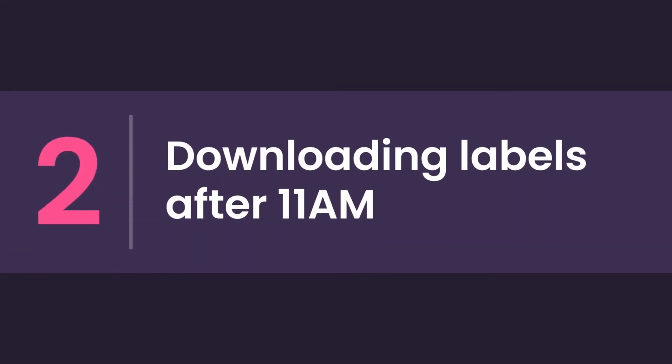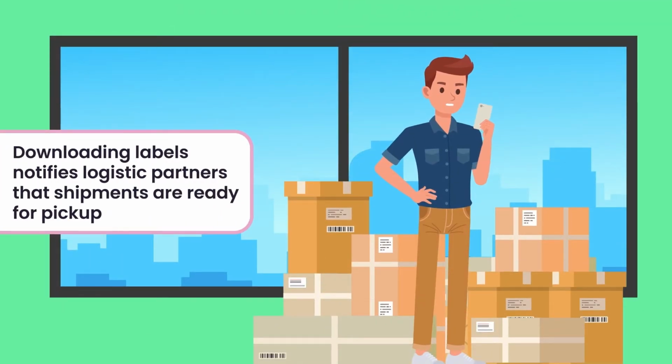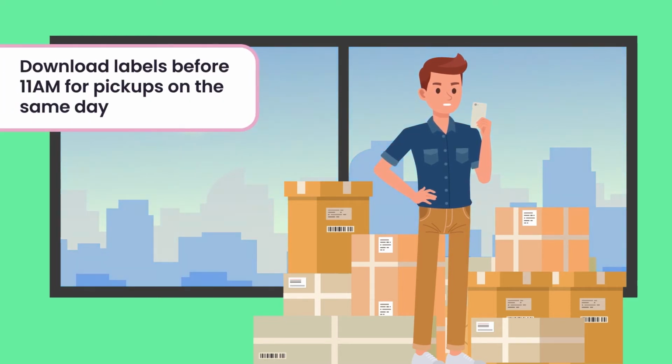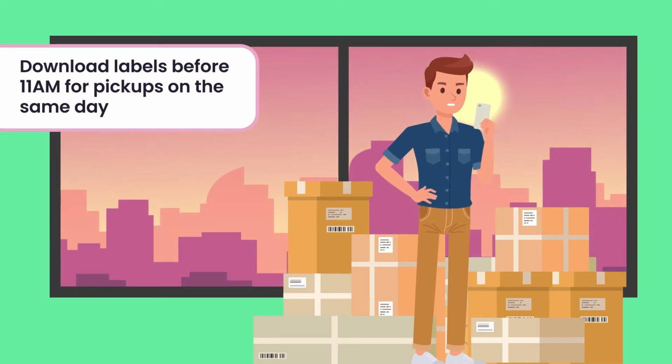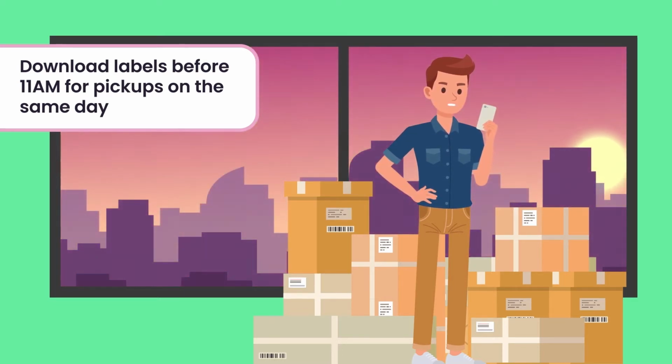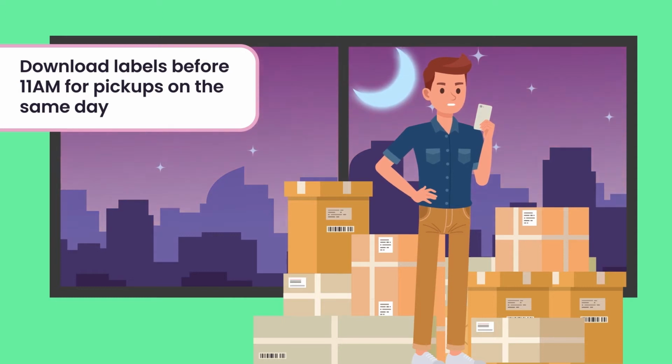2. Downloading labels after 11 am. Downloading labels and manifests tells your logistic partners that your shipments are ready to be picked up. Download labels before 11 am for same-day pickups and download labels after 11 am for next-day pickups.